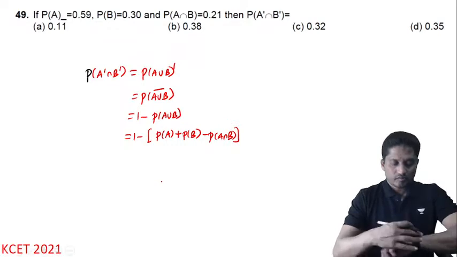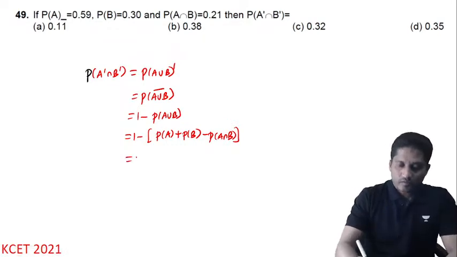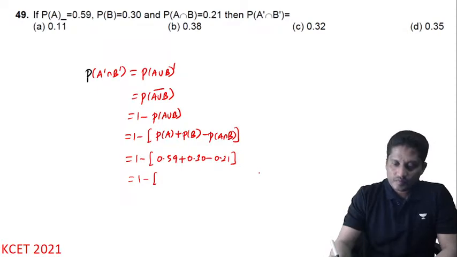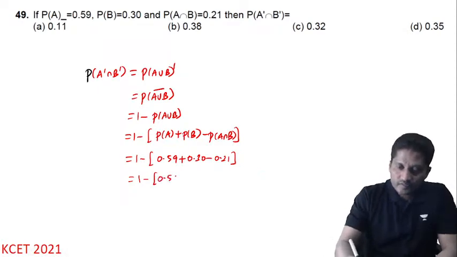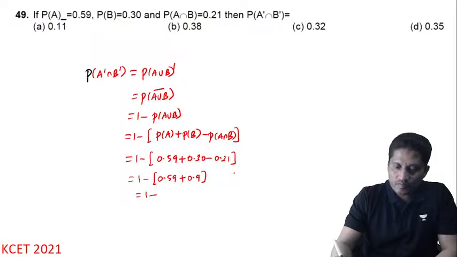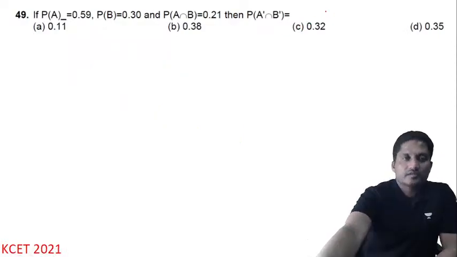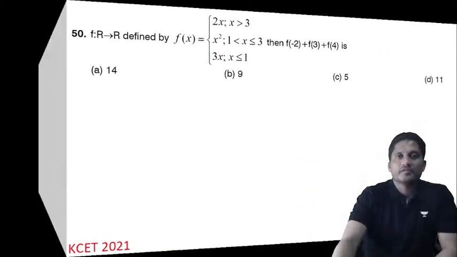Okay, now this is equal to 1 minus of P of A is 0.59, P of B is 0.3, and P of A intersection B is 0.21. This is 1 minus of (0.59 plus 0.3 minus 0.21). Okay, this is equal to 1 minus 0.68, which is equal to 0.32. Answer is option C.